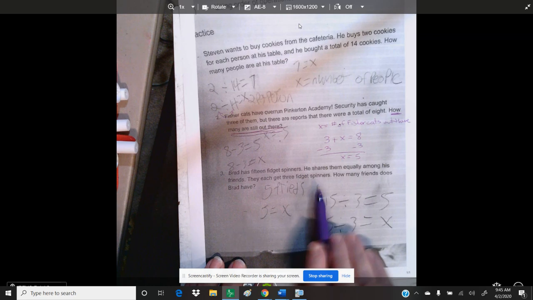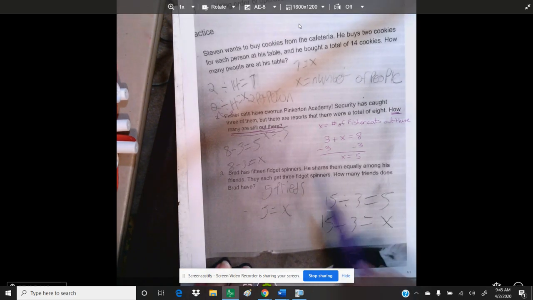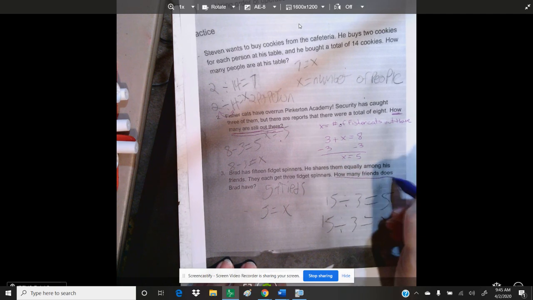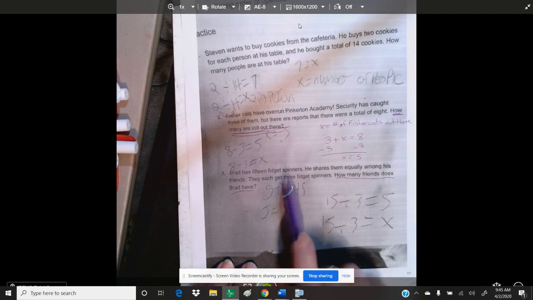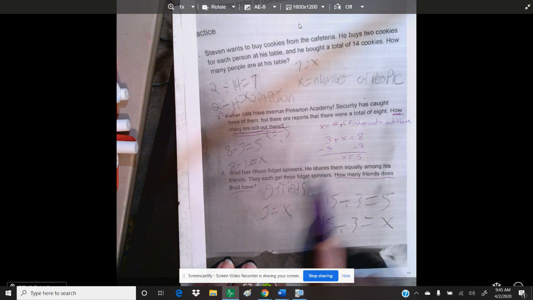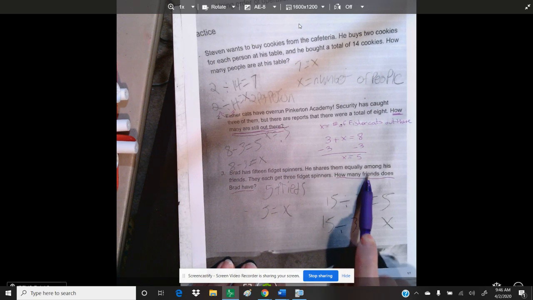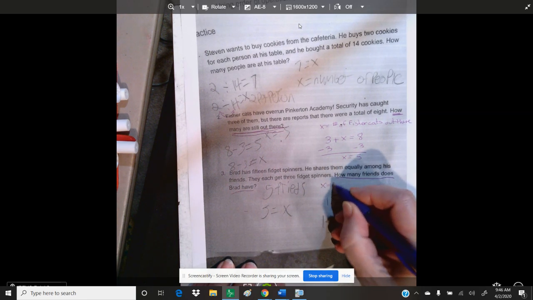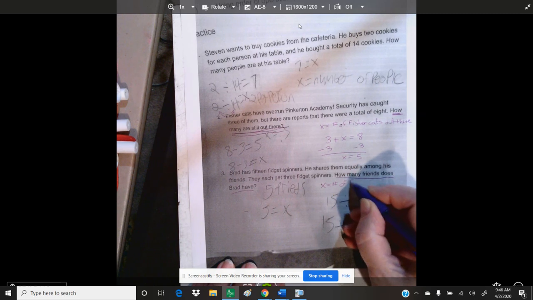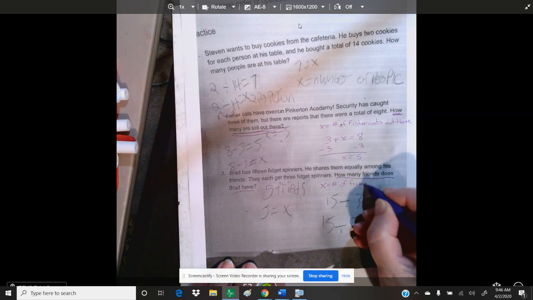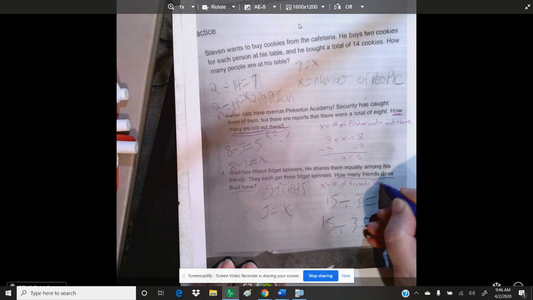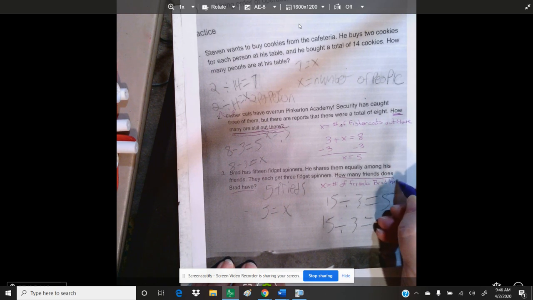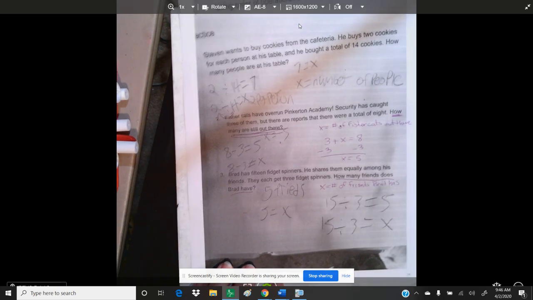Again, your answer is correct, but the process is just as important as the answer. So don't forget to say what X equals. So here they're talking about fidget spinners, and he's sharing his fidget spinners with his friends. And the question is, how many friends does Brad have? So you're going to set X equal to the number of friends Brad has. So the question will always tell you what to set X equal to.